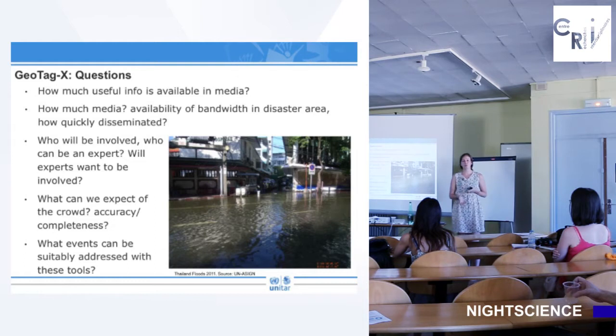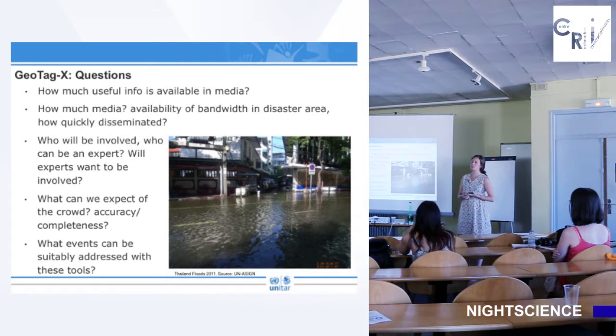Can the crowd produce reliable and accurate results, or are they doing lots of work but what they're coming up with is no use or not reliable? And then finally, what events can be addressed with this tool? Maybe in a sudden onset disaster it doesn't work because we can't set things up quickly enough, or the crowd doesn't get into it quickly enough. So that's some of the things we've been trying to look at.